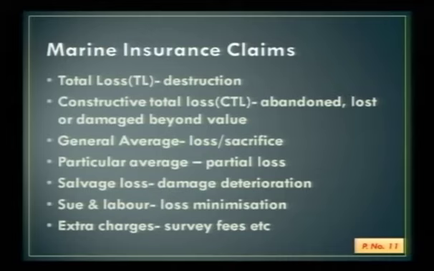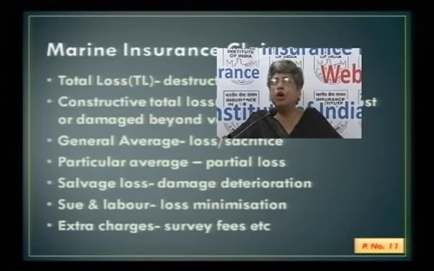To that extent, the insurance company pays the loss, the difference between the salvage earned or auctioned-off price and the actual value insured. Sue and labor means loss minimization to protect the cargo. A damaged cargo may be repacked or reconstituted to ensure further damage does not take place. Extra charges are survey fees, auction fees and other fees. These are the types of losses you will come across in marine insurance claims.